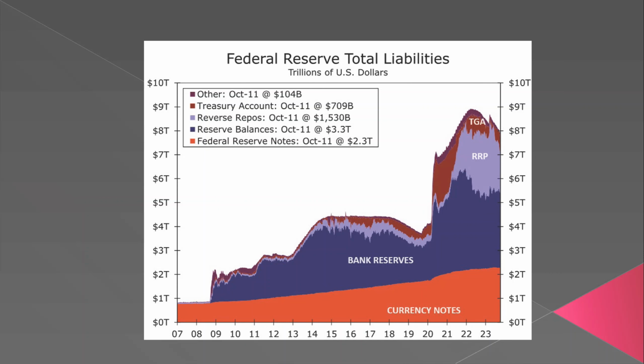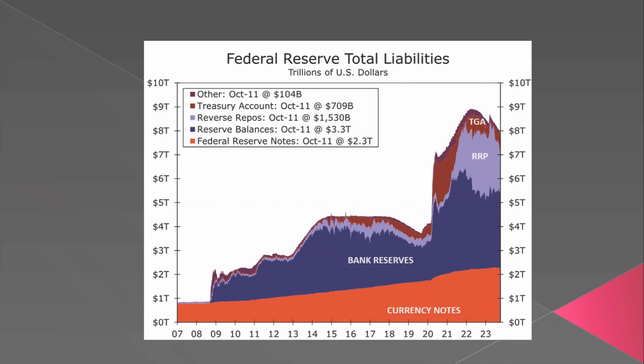The central bank's four largest liabilities at present are: one, the Federal Reserve notes, or paper currency in circulation; two, the deposits that commercial banks hold at the Federal Reserve, i.e. its bank reserves; three, reverse repurchase agreements, that is, the cash parked overnight at the central bank by a variety of financial institutions, most commonly money market funds; and four, the general account of the U.S. Treasury Department, the federal government's checking account at the central bank, referred to simply as the TGA.